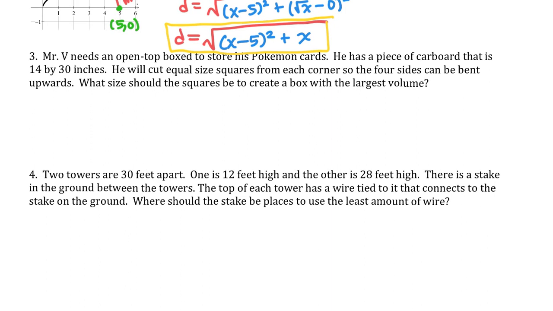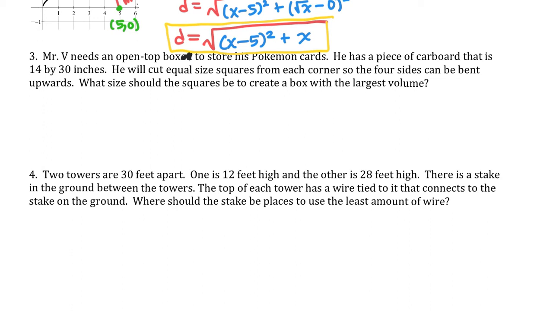Okay, let's consider this next one. It says Mr. V needs an open-topped box, not boxed, to store his Pokemon cards. He has a piece of cardboard that is 14 by 30 inches. He will cut equal-sized squares from each corner so that the 4 sides can be bent upwards. What size should the squares be cut to create a box with the largest volume?